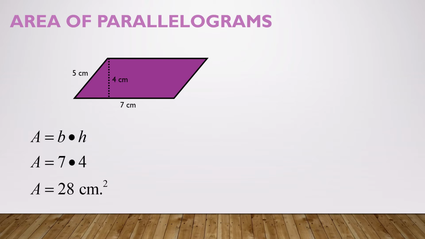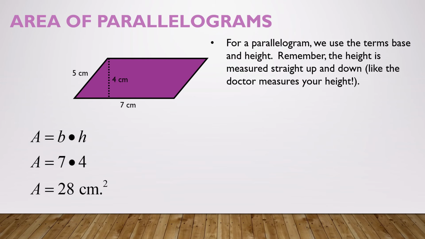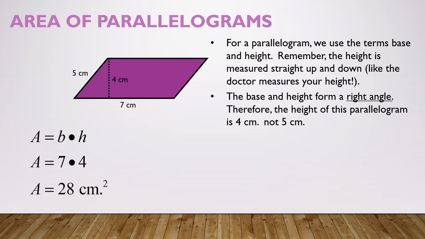So it would look like this. For a parallelogram, we use the terms base and height. The height is measured straight up and down. So like when you measure your height, that would be the height of a parallelogram. The base and the height form a right angle, so there should always be a 90-degree angle here for the most part.